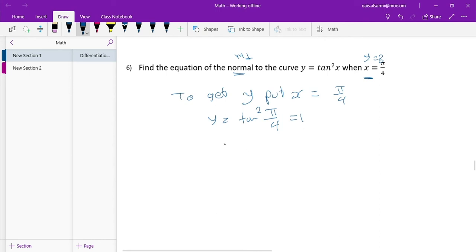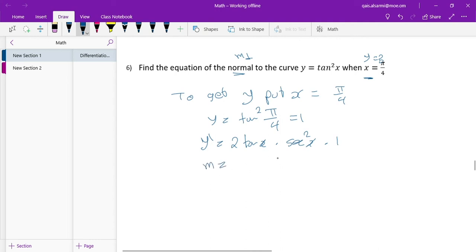After this, you're going to get the gradient. How to get the gradient? Just differentiate. y dash equals... How to differentiate tan squared x? Just drop the power, subtract 1, times the derivative of tan, which is sec squared x, times the derivative of x, which is 1.